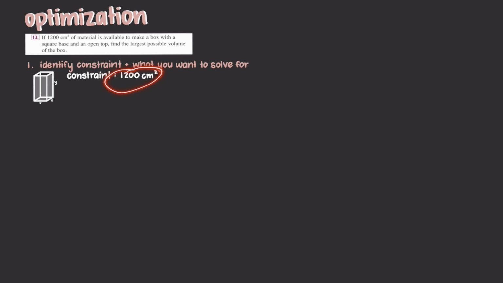That's going to include the square bottom, so this is the bottom with sides x, and the area of this plane is x times x. Then we have 4 of these rectangular sides, and the area of each is x times y, but there are 4 of them. So 1,200 is equal to x squared, the bottom, plus 4 times this rectangular side, 4xy.